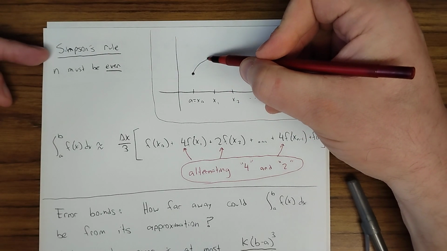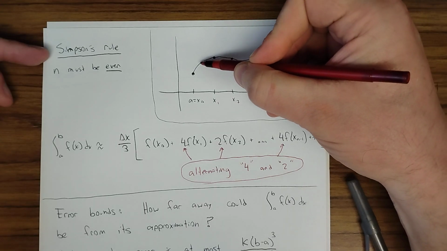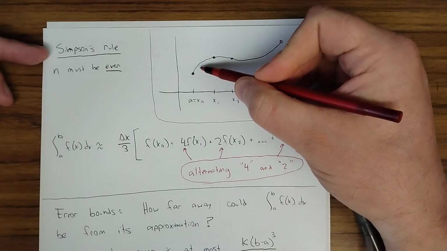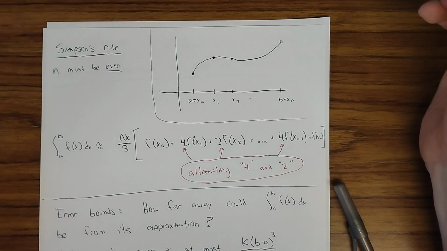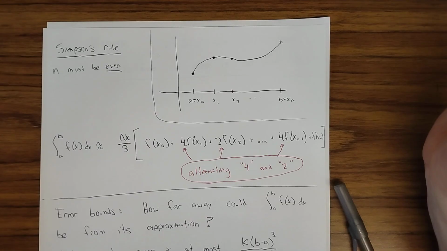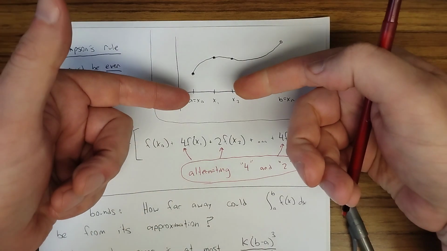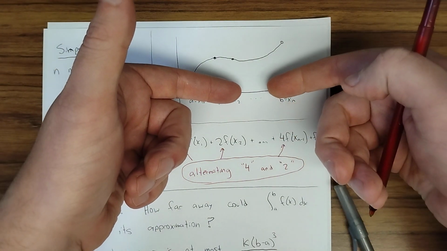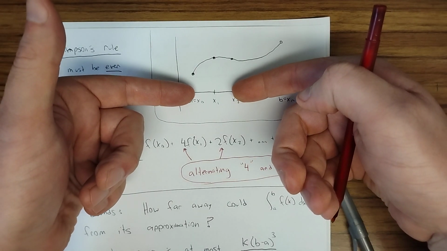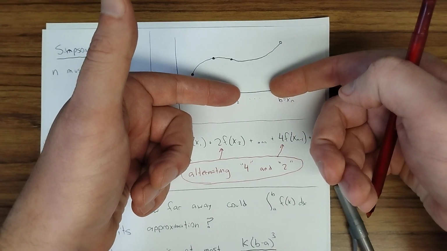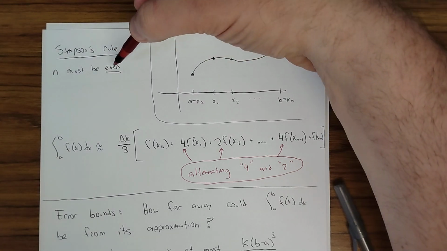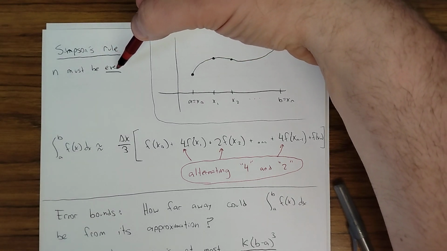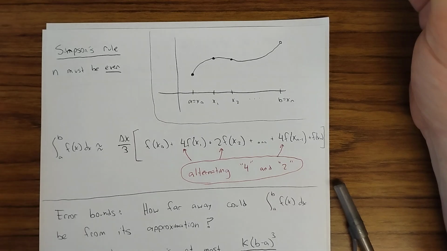Parabolas do a better job of lining up with the curve. Like, if I draw a straight line, it doesn't line up that well. A parabola does a better job. So what I do is I lump these in pairs. So I go from x0 to x2, I go from x2 to x4, all the way to xn. And by the way, this is essentially why n has to be even for this to make sense.